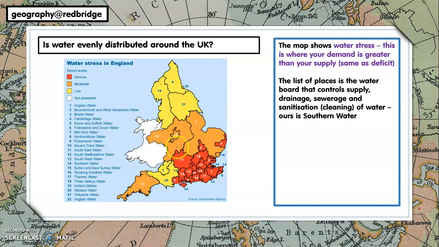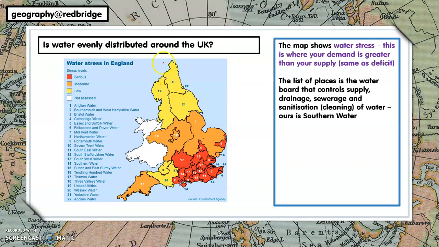On the left hand side here you've got 22 named places. These link to all the places here, and they are the water boards for the country. Water boards provide your supply through pipes. They create your drainage away from your house, the sewerage of everything that goes out the bathroom, the toilet, the sink, the dishwasher, the washing machine. And they provide your sanitization, or your cleaning of that water, before it puts it back into the system again for you to reuse and recycle.